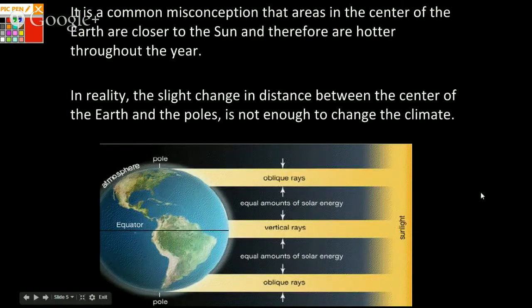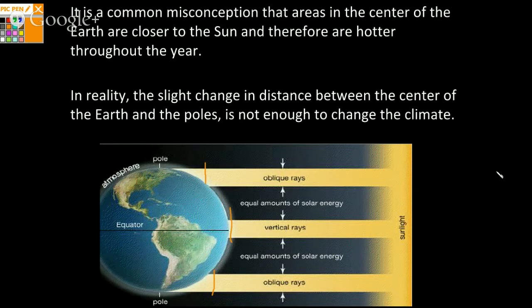It's a common misconception that areas in the center of the Earth are closer to the sun and therefore are hotter throughout the year. So often people will look at the globe and say, well, this area appears to be closer to the sun than this area or this area. So that's the reason that the center of the Earth is hotter than the north and south of the Earth.